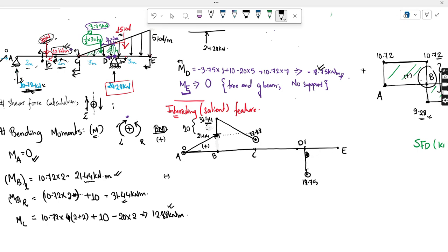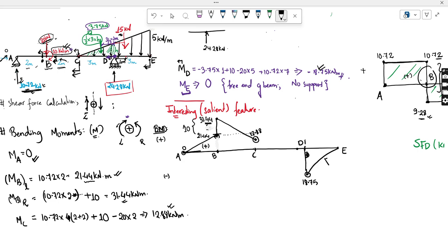Let's see the E point. It is 0. In between D and E, what type of load you can see? In between D and E, there is a triangular load. So in such case, there will never be a straight line. There will be a curve, and that curve will be like this.